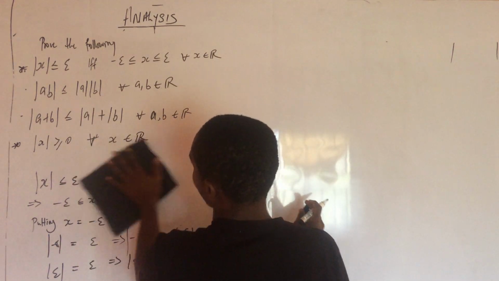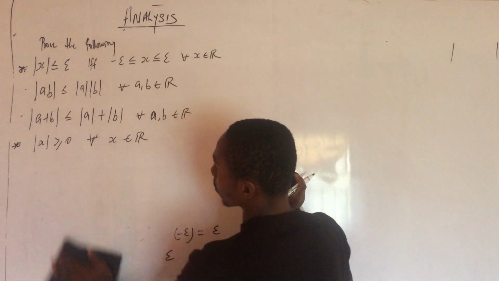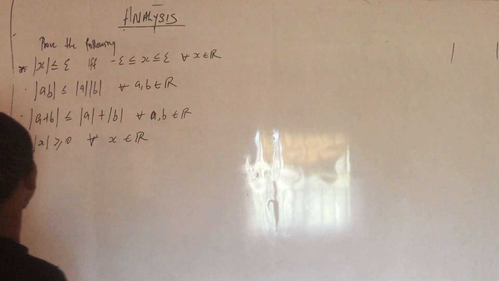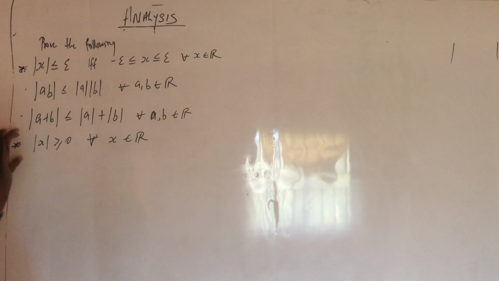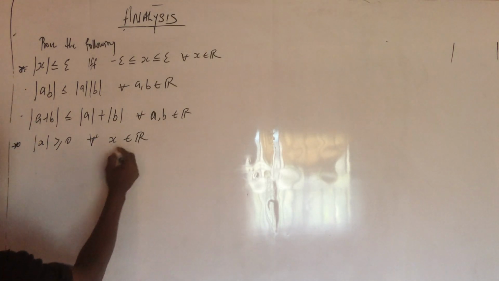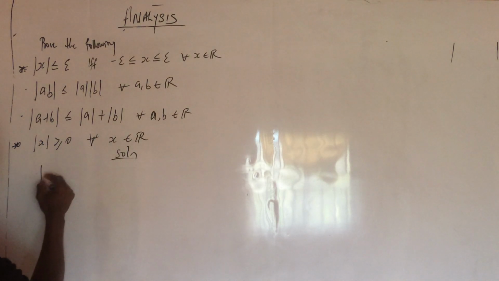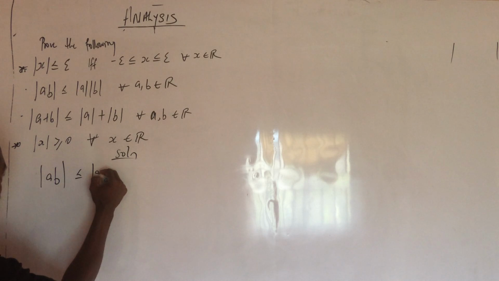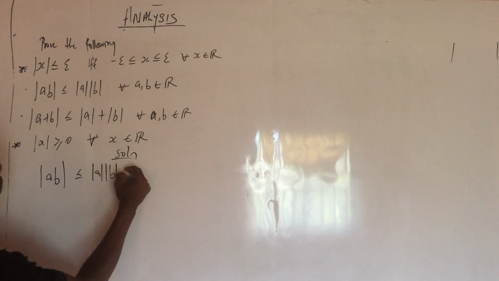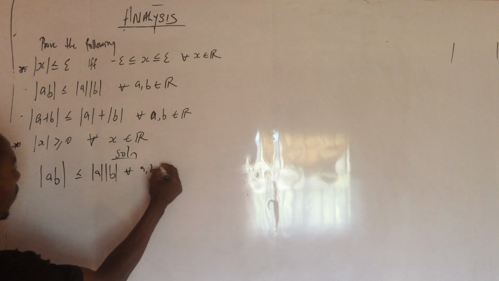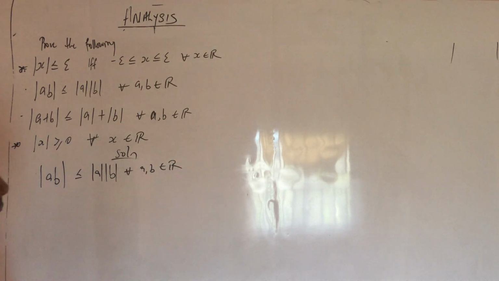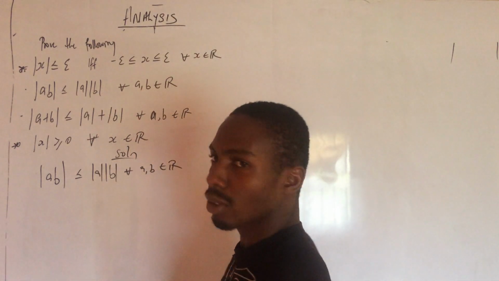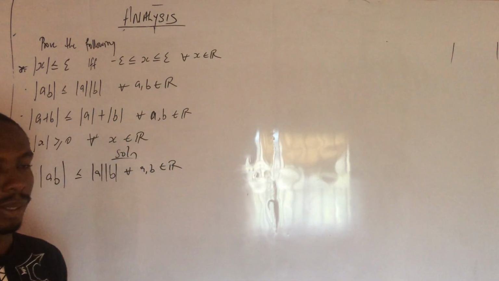So now the example one says the absolute value of x. Okay, sorry. I'm going to be solving this too. I've solved this one, so I'm going to be solving this one. Now this one says that the absolute value of ab is less than or equal to the absolute value of a times the absolute value of b. Now this is for all a, b in R. How are we going to do this? How we're going to do this is I'm going to solve it using two methods.